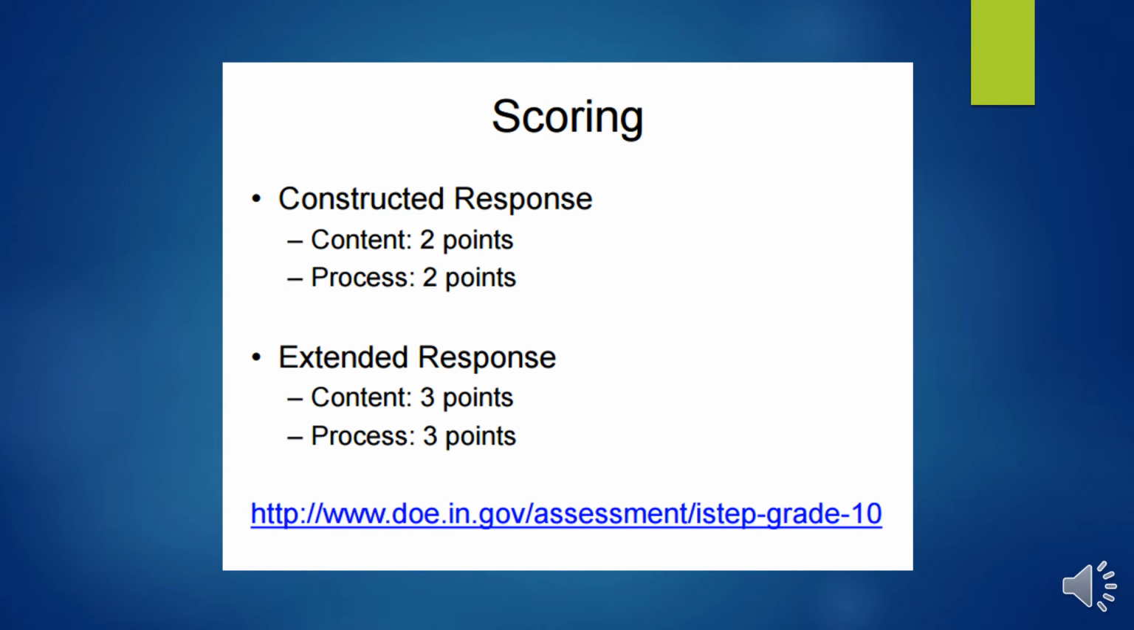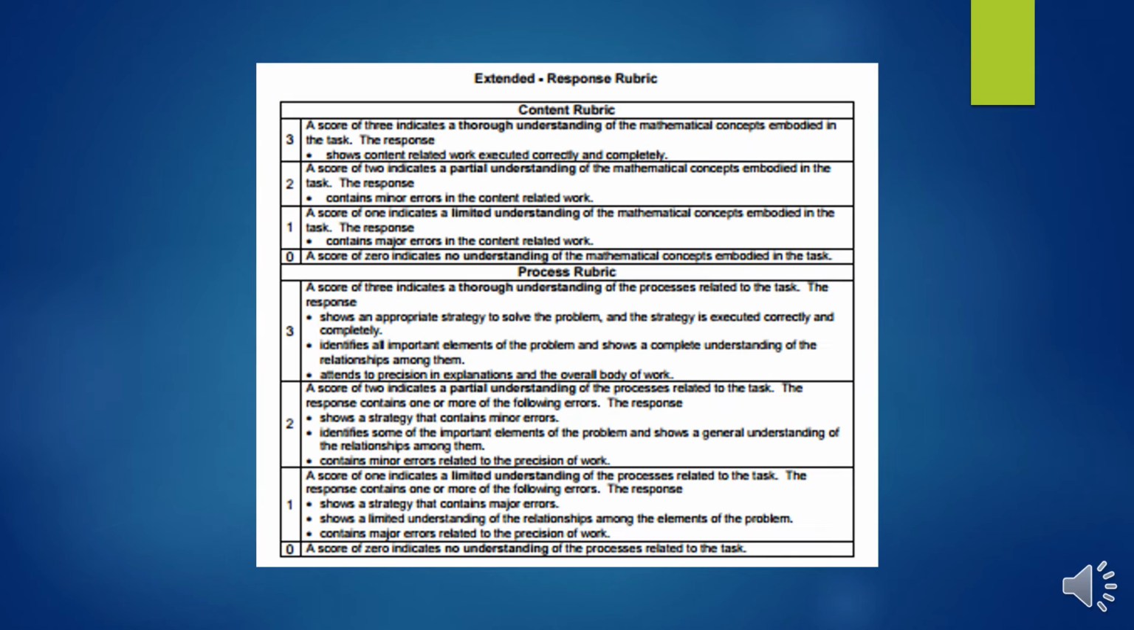So let's take a look now at the extended response rubric. Remember, the extended response is worth a total of 6 points, 3 points for content, and another 3 points for process. So here we have the rubric, and it shows that a score of 0 for content indicates no understanding of the mathematical concepts embodied in the task. That means you had no idea how to actually compute the math and solve the problem.